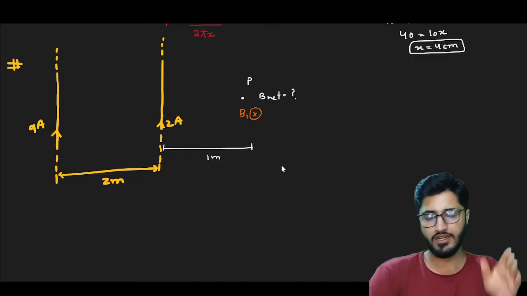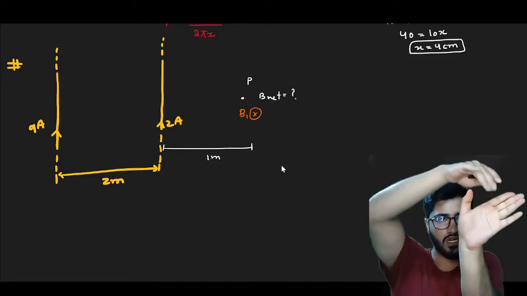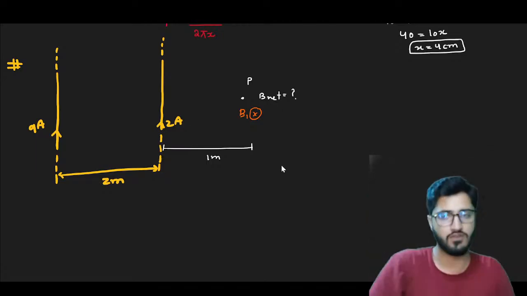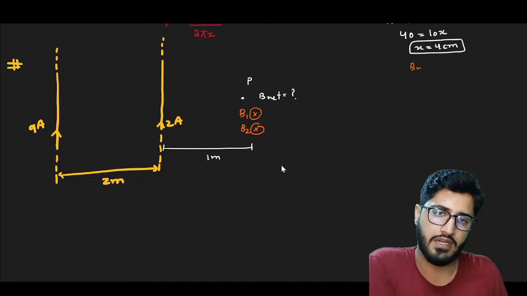In the same way, take your hand, place the thumb in the direction of current upwards. Now stretch your fingers towards P. It is inwards also. So B2 is also inwards. So what will be the value of B net? B net will be equal to B1 plus B2.